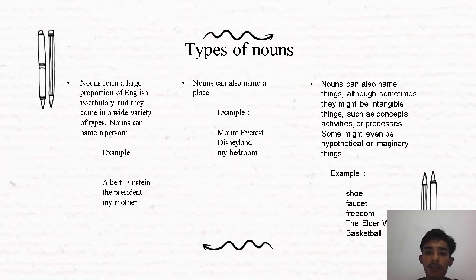Noun can also name things, although sometimes they might be intangible things such as concepts, activities, or processes. Some might even be hypothetical or imaginary things. Example: shoe, fountain, freedom, the elder, worker, basketball.